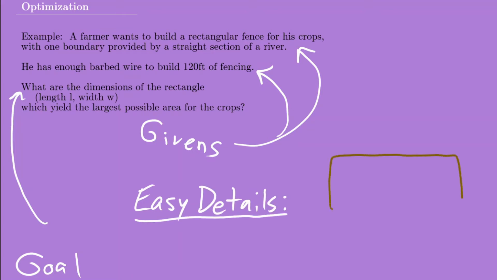We know that we need to draw a rectangle, with one side given by a river, and the other sides given by barbed wire. We should label the picture completely. Let's call the length L and the width W.